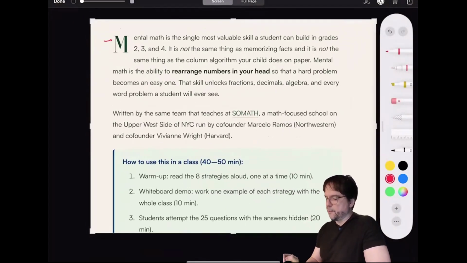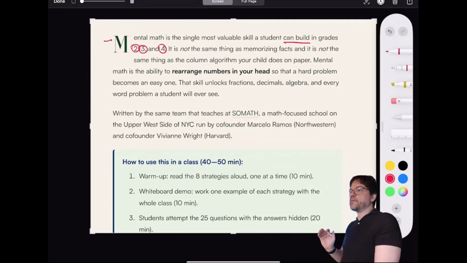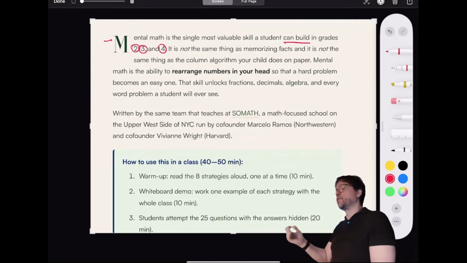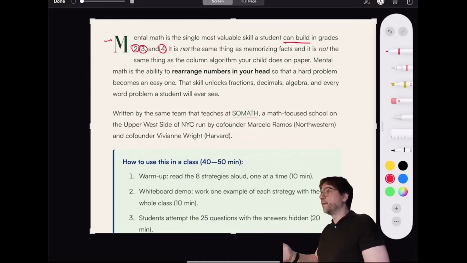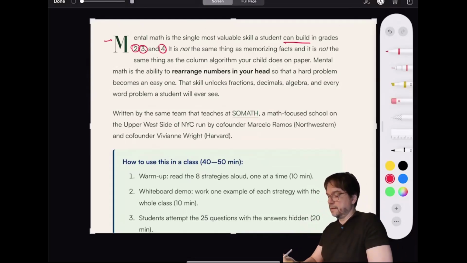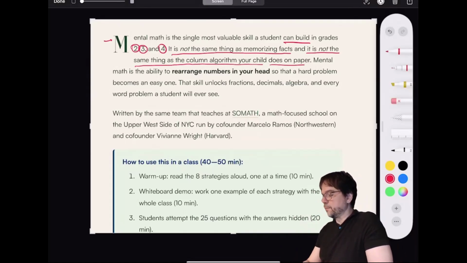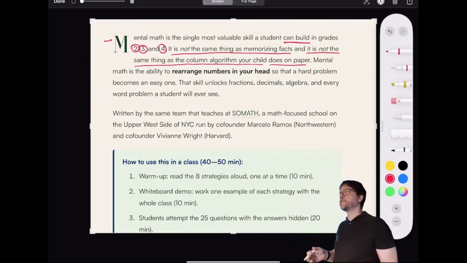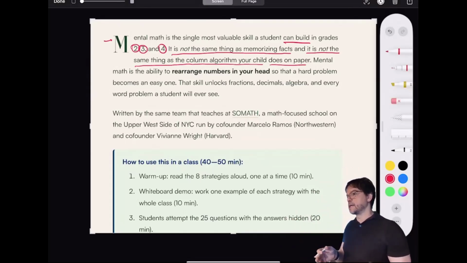Mental math is the single most valuable skill a student can build in grades 2, 3, and 4. Okay? Generally, the teachers don't give this to you. And you can carry this to multiplication and division and other parts of mathematics. It is not the same thing as memorizing facts. And it is not the same thing as the column algorithm the child does on paper.